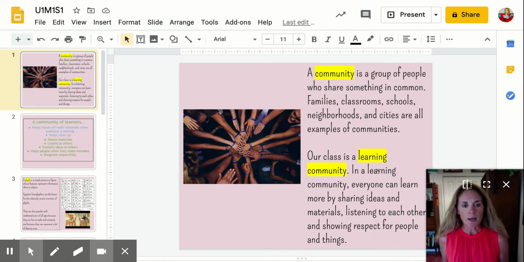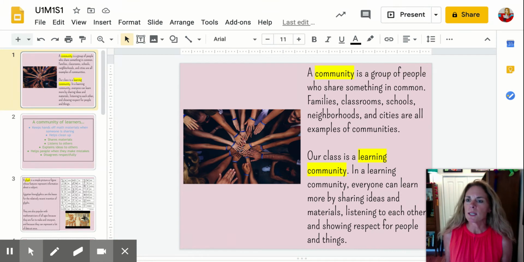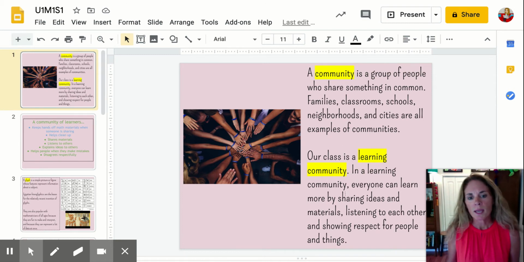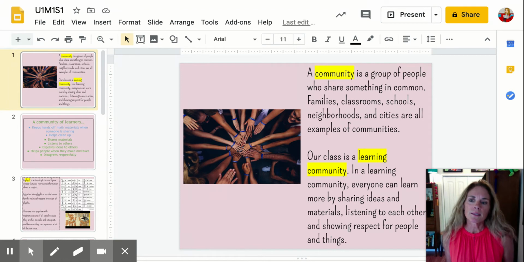So the first thing we're going to talk about is what a community is, and on this slide it tells you that a community is a group of people who share something in common. And in our community, our learning community at school, we are a group of people who are trying to learn and share ideas and materials. And one of the most important things is that we show respect for everyone.